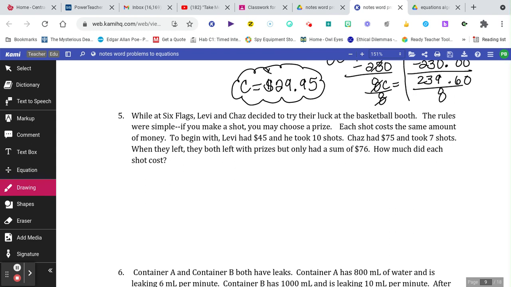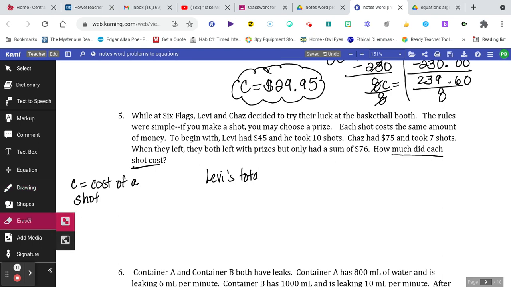So, I'm going to go to my question and define my variable first. I'm going to do C for cost of a shot. So every time you want to shoot the ball, you got to pay. So let's see how much it costs. All right, so I do know that Levi spent money at the basketball booth. Levi's total purchase at the basketball booth. Well, let's go with money spent.